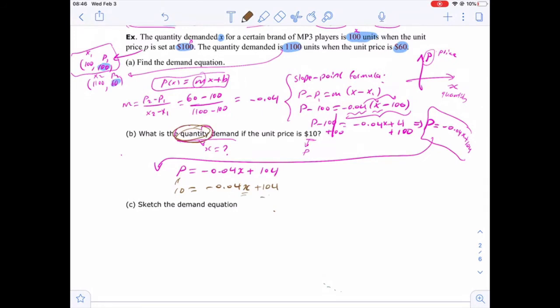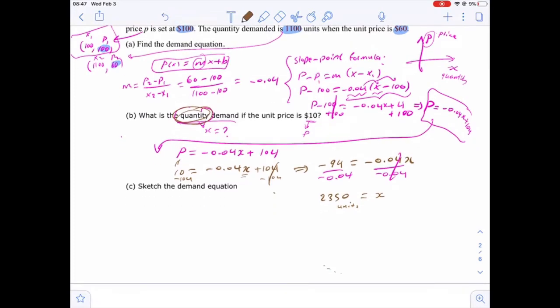And then we isolate x. Let's subtract 104 from both sides, and we get negative 94 on the left, and on the right hand side, negative 0.04x. The last step is to divide by the coefficient of x. So x equals 2350 units. Okay, so that's the quantity demanded if the unit price is $10.